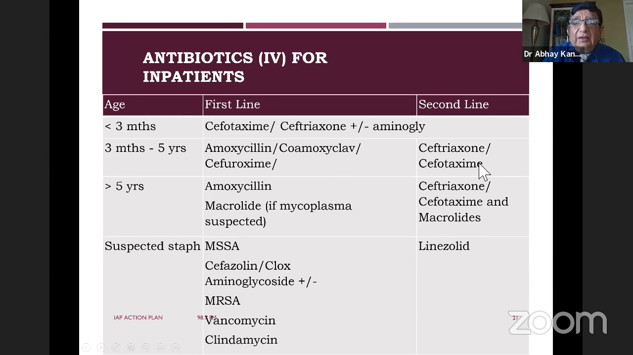Do not just jump onto ceftriaxone; cefotaxime is a second line drug. Similarly, for more than 5 years, amoxicillin is fair enough. Macrolide can be given if mycoplasma is suspected, or if there is no response to amoxicillin, you can add macrolide in that case. But because the child is more than 5 years, do not directly jump to macrolide. Do not jump to azithromycin or clarithromycin. First line remains only amoxicillin here as well. And here again, the second line is ceftriaxone and cefotaxime with or without macrolide.